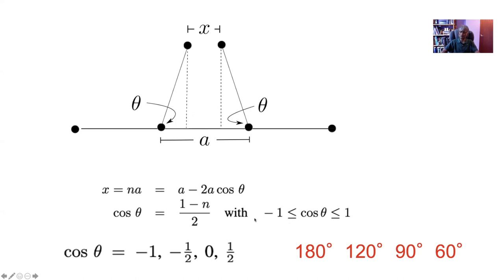And since cos must lie between minus 1 and 1, the only solutions are minus 1, minus half, 0, and a half. And these are the possible angles of rotation. There is no five-fold rotation, for example, or seven-fold rotation. It's either two-fold, three-fold, four-fold, or six-fold. Okay? So because of the periodicity of the lattice, we cannot have a five-fold rotation axis in this periodic array of points.